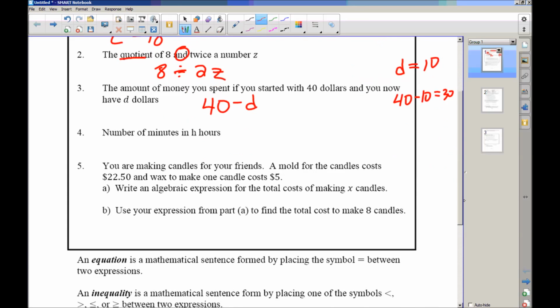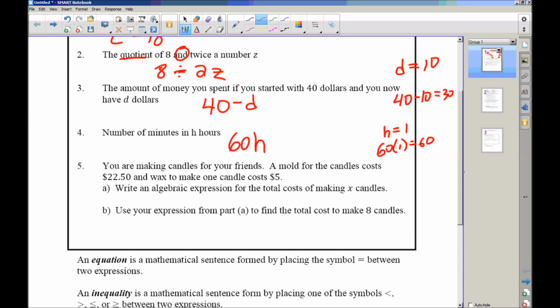Okay, the number of minutes in H hours. So H hours times 60. So for instance, if I had 1 hour, then this would be 60 times 1 for 60 minutes. Okay, plug it back in, and it'll take care of some of those errors like putting 60 divided by H or H divided by 60.